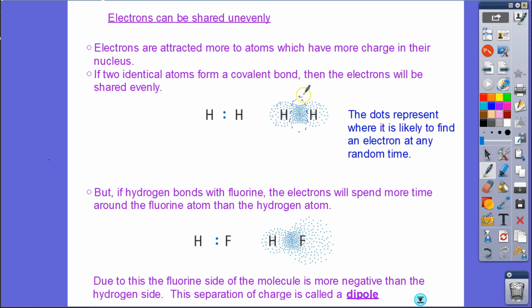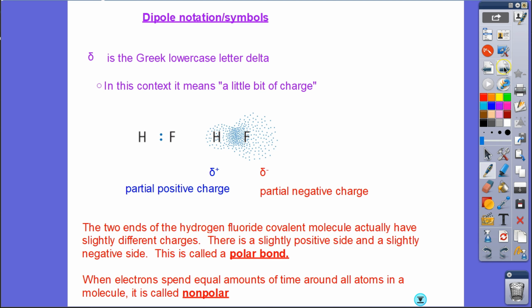So in a covalent molecule like this, it's likely that the electrons are found in the middle. But they could be over here and they could be over here, and this region looks kind of like a peanut and it's symmetrical. So this is called a non-polar molecule. Non-polar. I think I'm jumping the gun. I think this is on the next page.